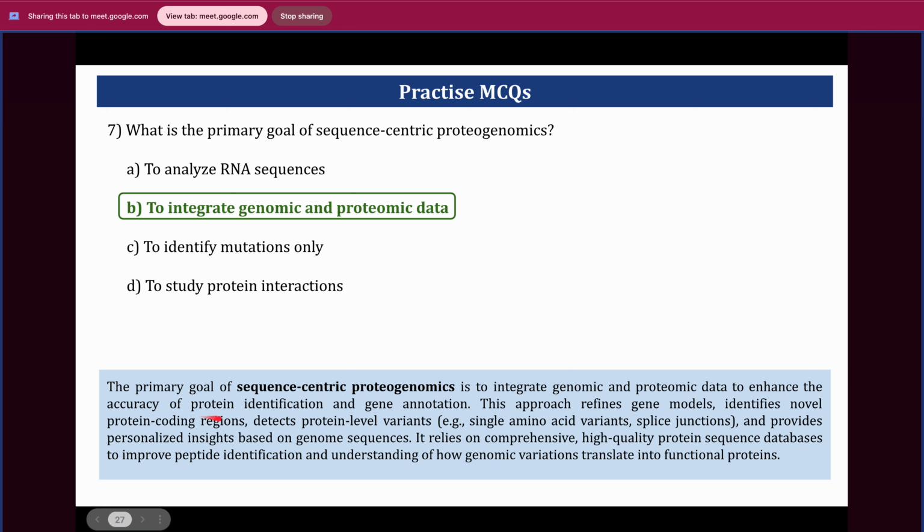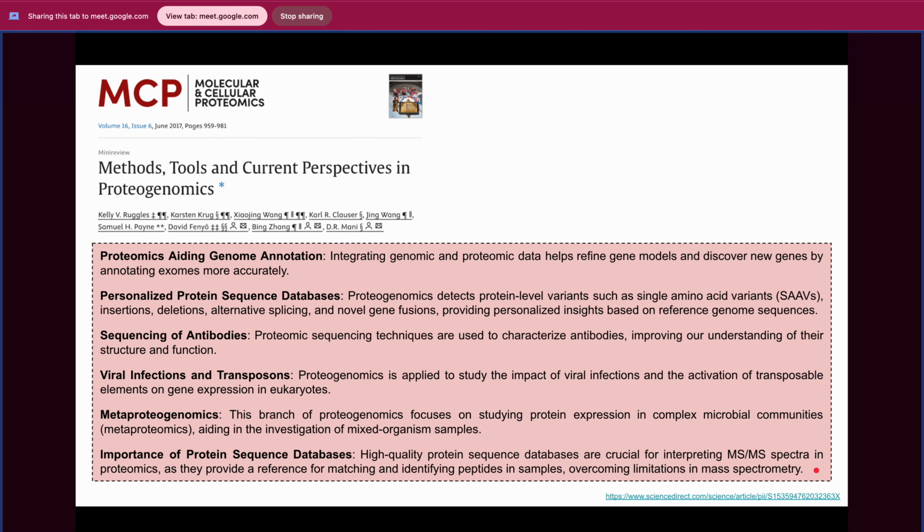So we can refine with the help of proteogenomics. We can also identify novel protein coding regions, and we can detect protein level variants such as single amino acid variants and splice junctions. All these can be facilitated by sequence-centric proteogenomics, which also provides personalized insights based on the genome sequences. But it ultimately relies on high quality protein sequence databases to improve peptide identification and the understanding of how genomic variation translates into functional proteins. So this is all about this question.